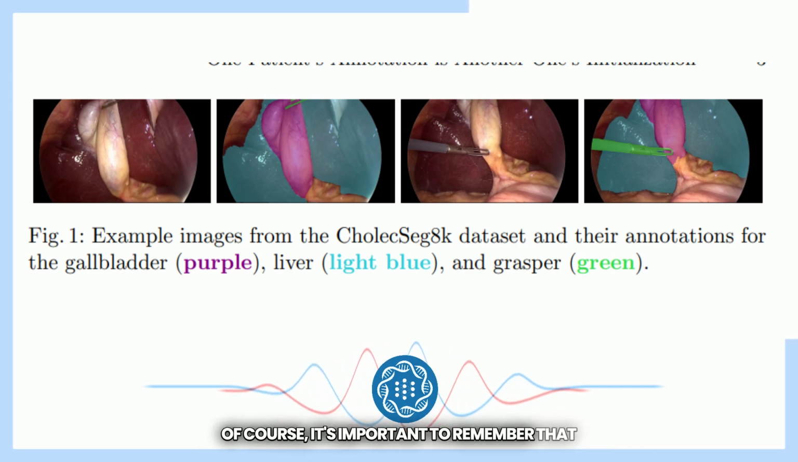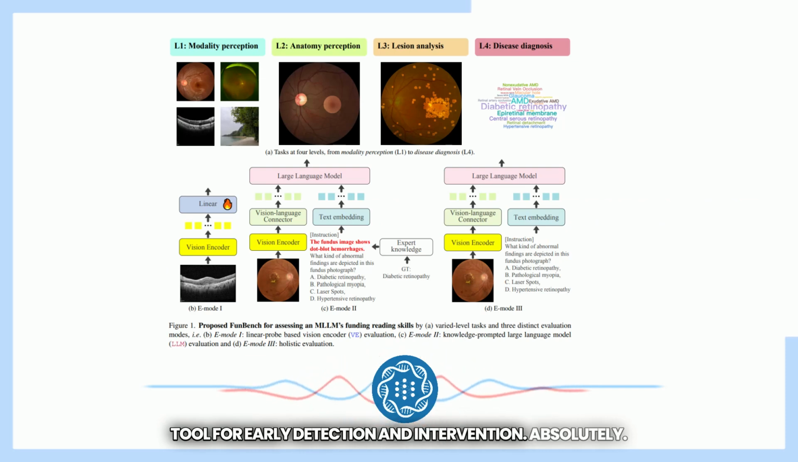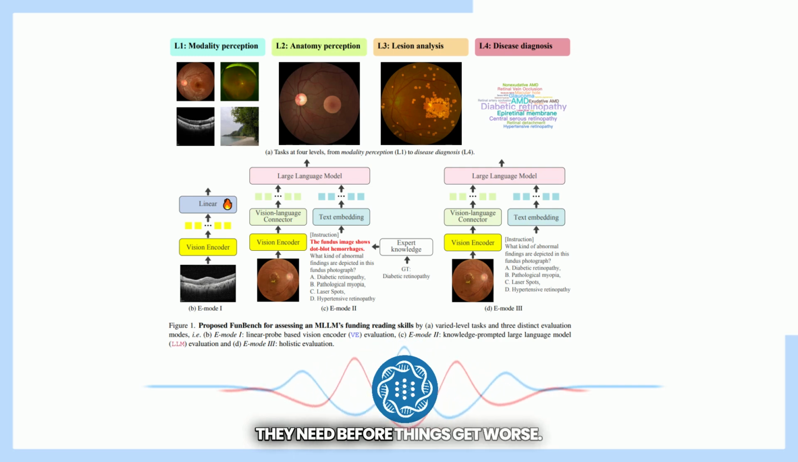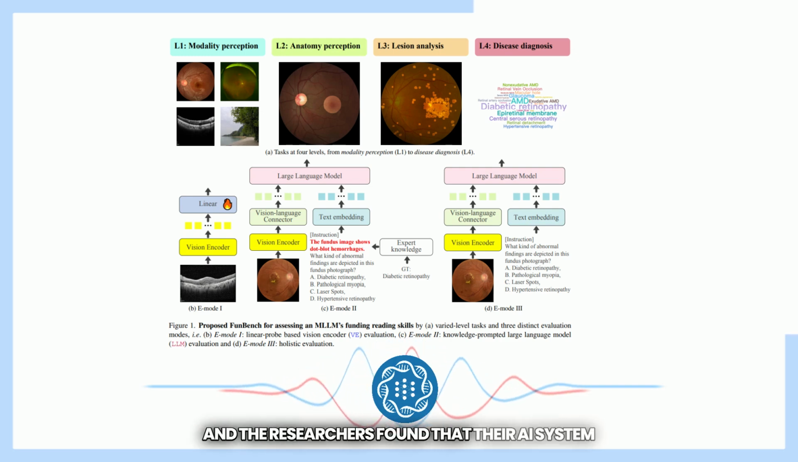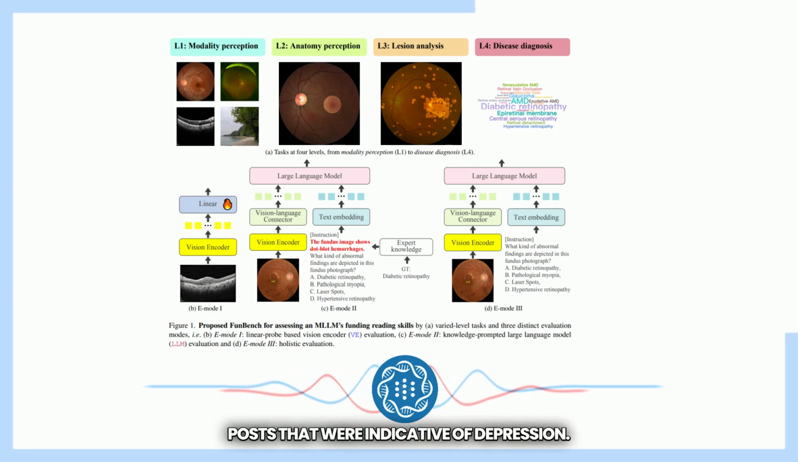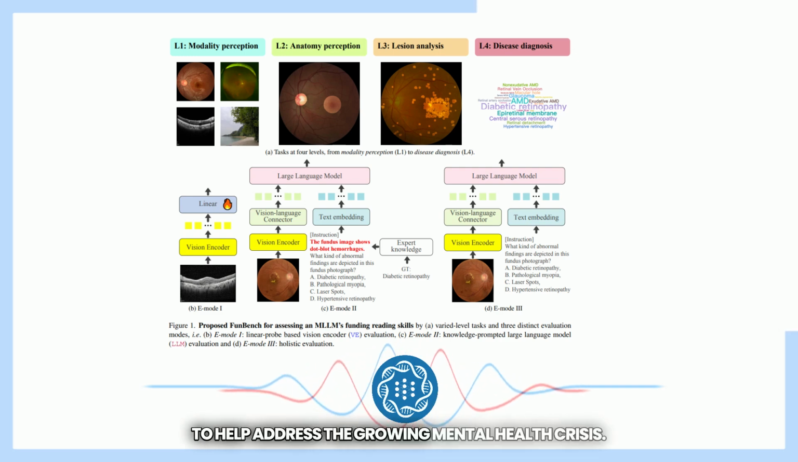Of course, it's important to remember that this technology isn't meant to replace human therapists, but it could be a valuable tool for early detection and intervention. Absolutely. If we can catch those signs of depression early on, we can get people the help they need before things get worse. And the researchers found that their AI system was pretty good at picking out social media posts that were indicative of depression. It's a promising step towards building AI tools to help address the growing mental health crisis.